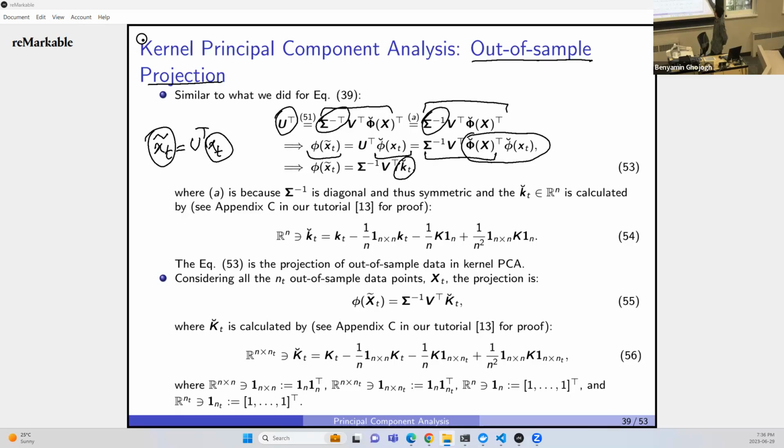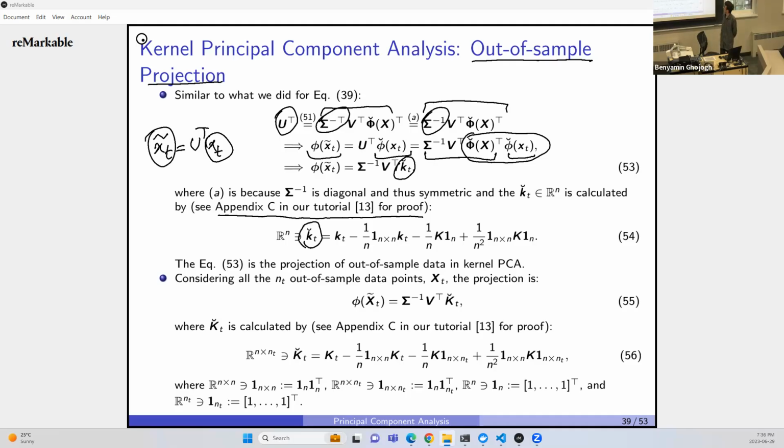However, note that this is phi back hat transpose phi back hat, where the first one is the pooled training data, which is centered. The second one is the pooled test data, which is centered with the mean of the training data. Okay, it's a bit complicated. I didn't want to overwhelm you. Therefore, for the proof, see Appendix C in our tutorial. It has several lines of proof to calculate X t back hat.